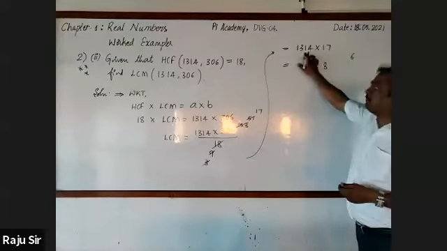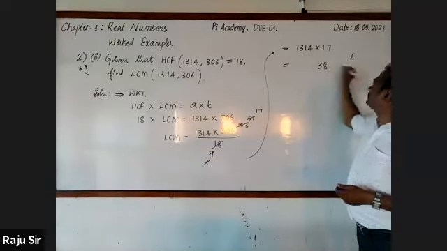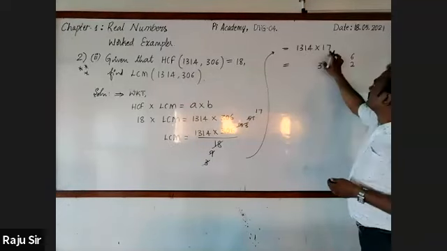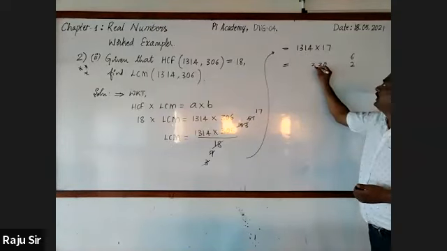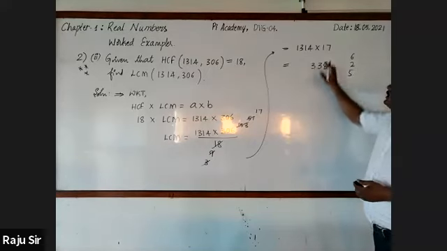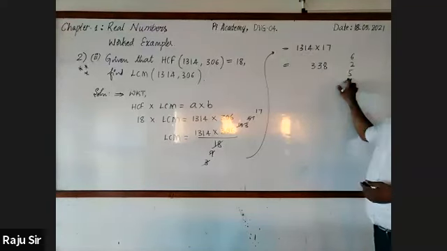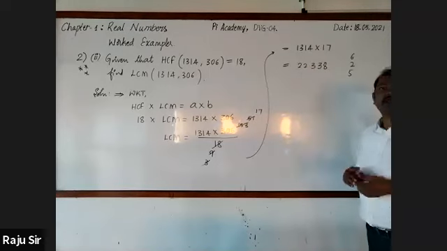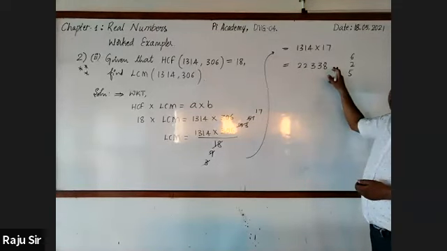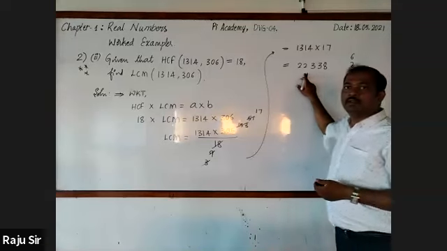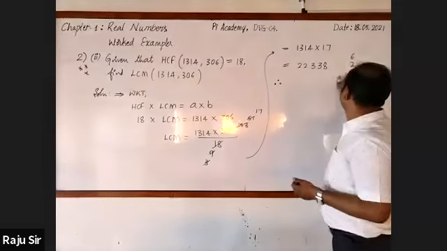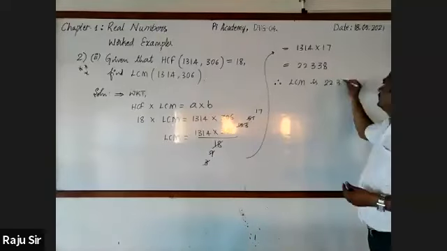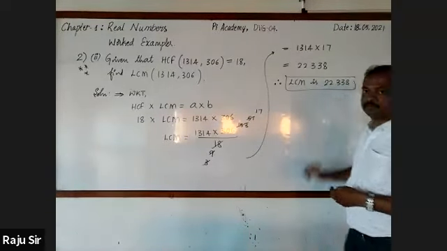17 ones are 17 plus 6. It is 23. 2 is the carry. 17 threes are 51. 51 plus 2, 53. 5 is the carry. 17 ones are 17 plus 5, 20. We got the same answer, 22,338. Write the conclusion. Therefore, LCM is 22,338.